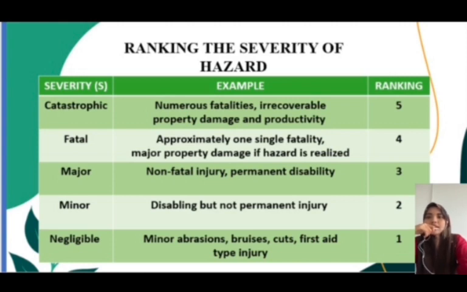For the third ranking, the severity is major. The example is non-fatal injury, permanent disability. Then for the fourth ranking, the severity is fatal. The example is approximately 1 single fatality, major property damage if the hazard is realized. And for the last ranking, which is the fifth ranking, the severity is catastrophic. The example is numerous fatalities, irrecoverable property damage, and productivity.